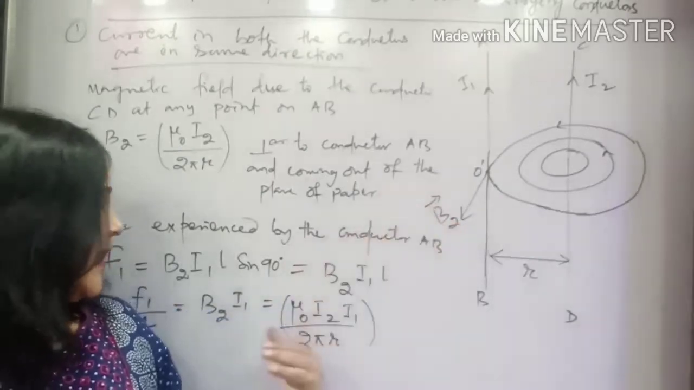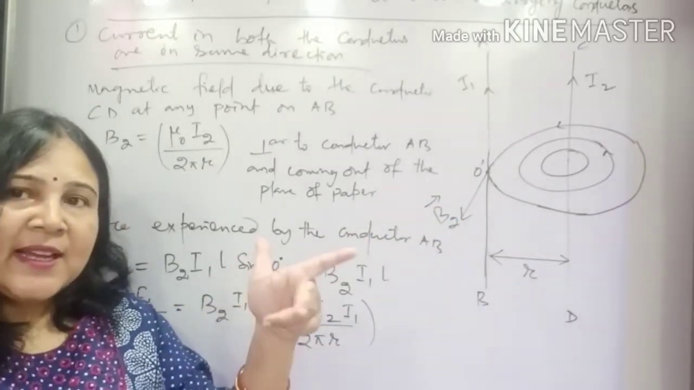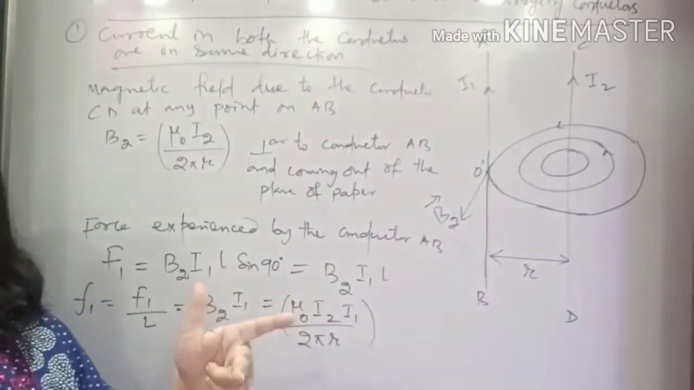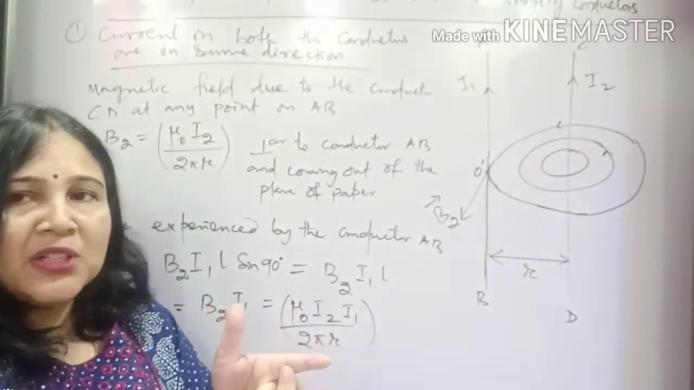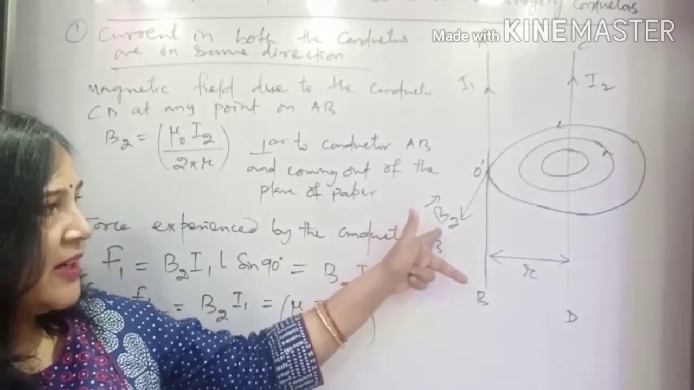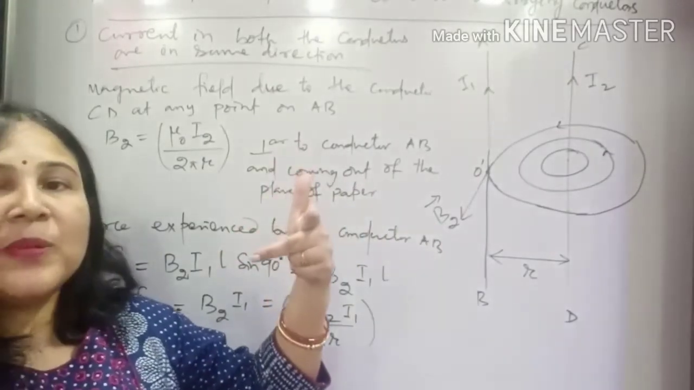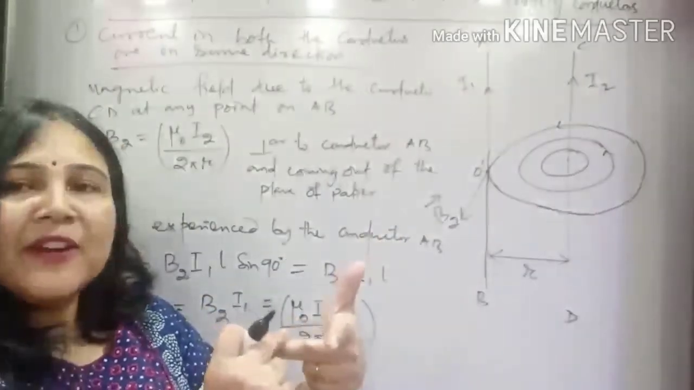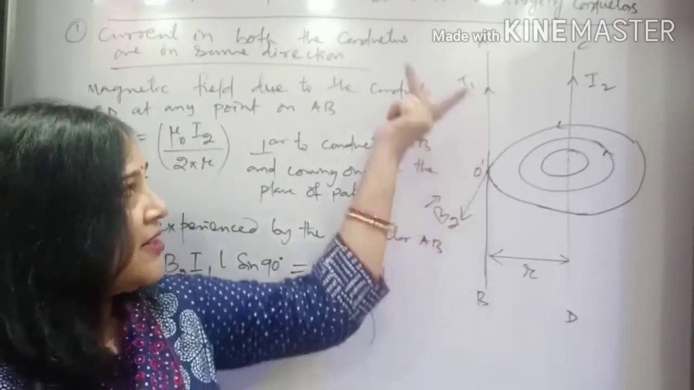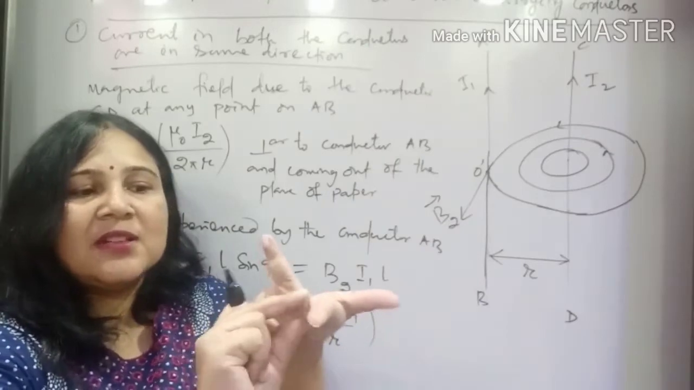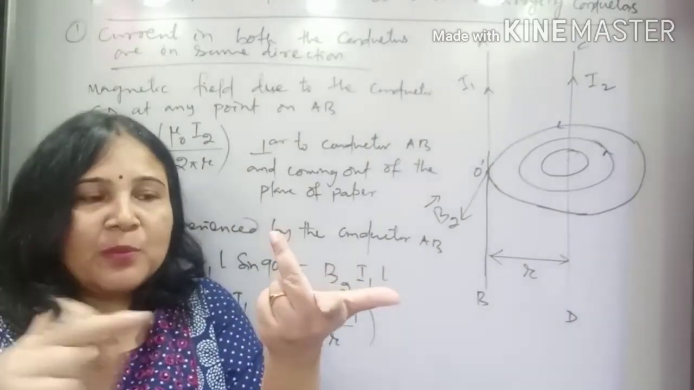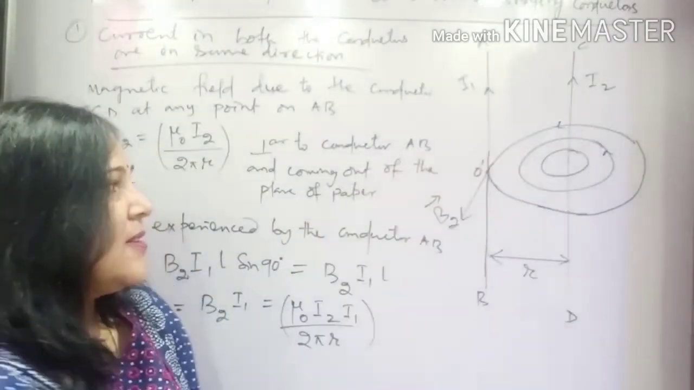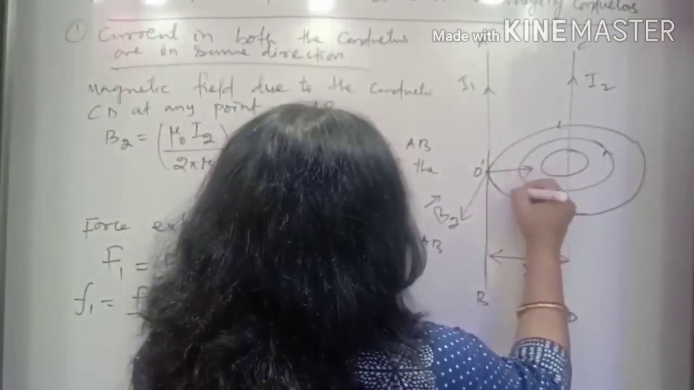If you look at the direction of this force, as I said, Fleming's left hand rule can be used. According to Fleming's left hand rule, the first finger points in the direction of the magnetic field. This magnetic field is coming out of the plane of paper. The middle finger points in the direction of the current, and the current's direction is upward. So the magnetic field is coming out of the plane of paper, this is the direction of the current, and then the force is pointing this way. This is the direction of the force.